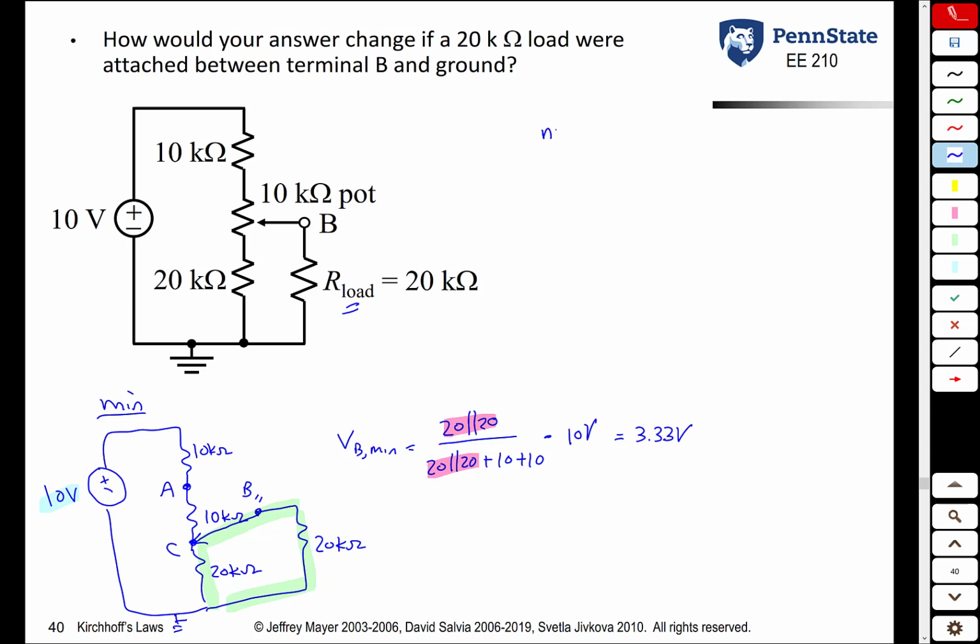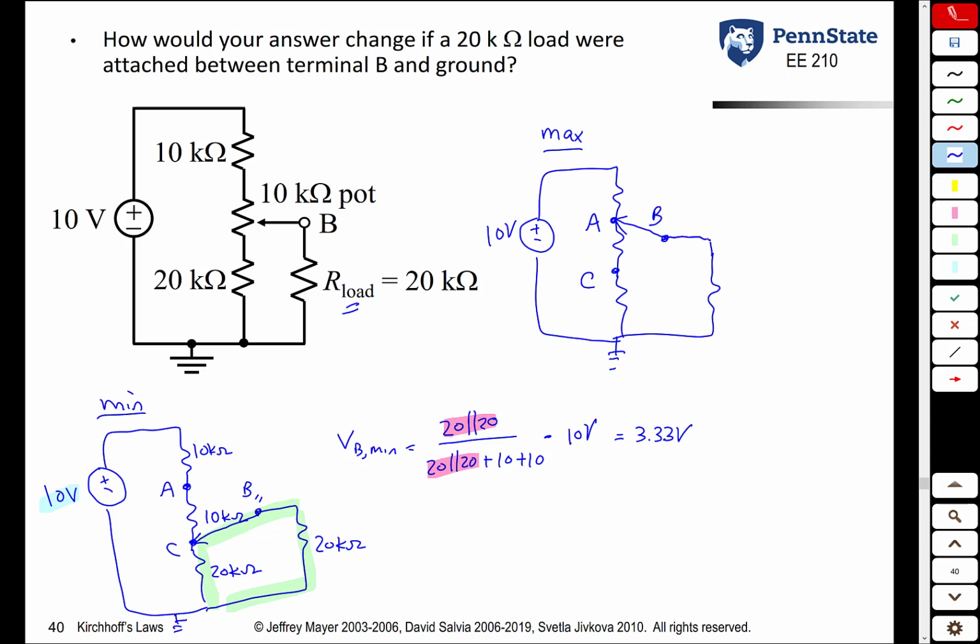Likewise, in the maximum case, we still have our 10 volt source, external resistor, pot, external resistor, and our load resistor connected to ground. Now, our pot wiper blade is connected up there to point A rather than to point C. 10K, 10K, 20K, 20K. And we once again want to find the voltage at point B with respect to ground. But now what we see is that this 10K pot resistance and this 20K external resistance are in series. That is all in parallel with this 20 kilo ohm load resistance.